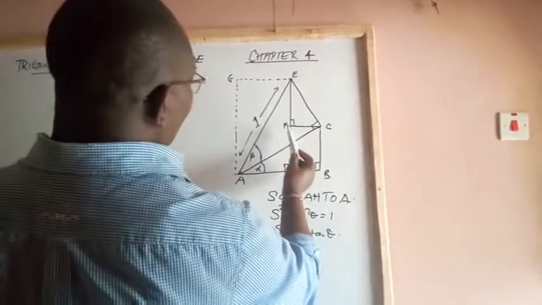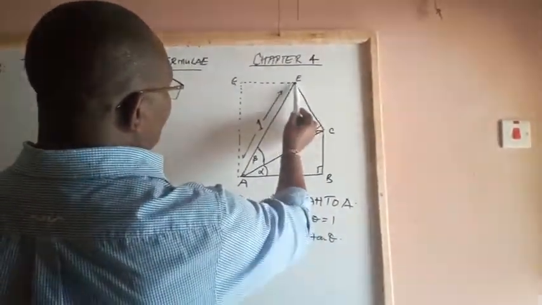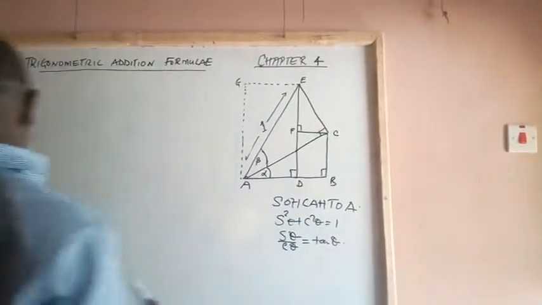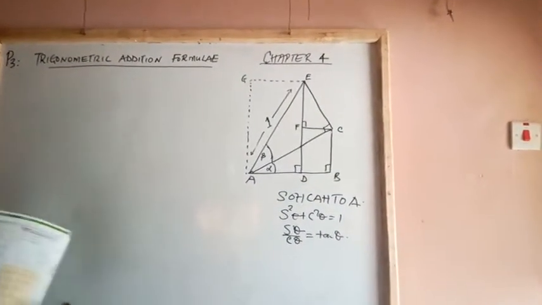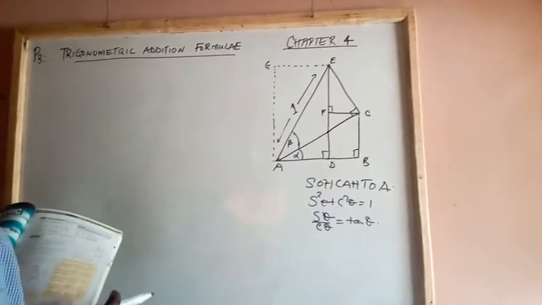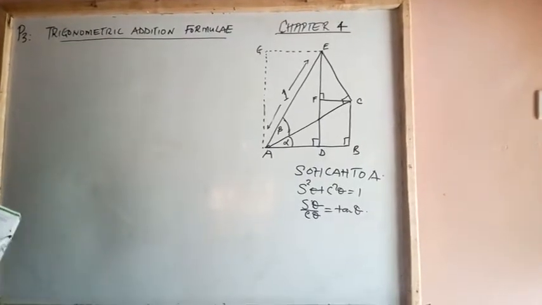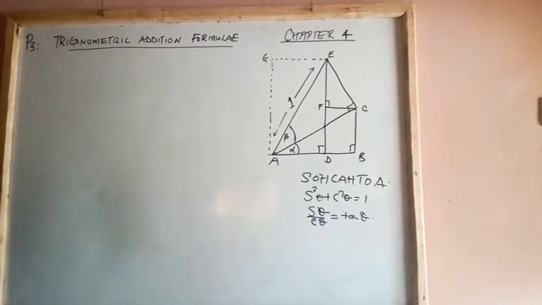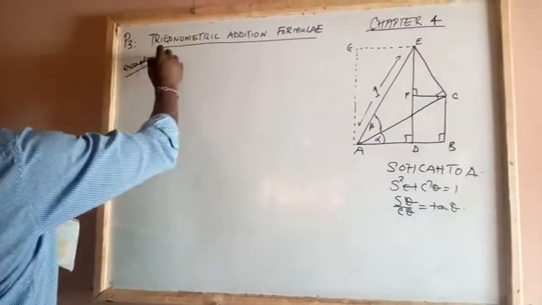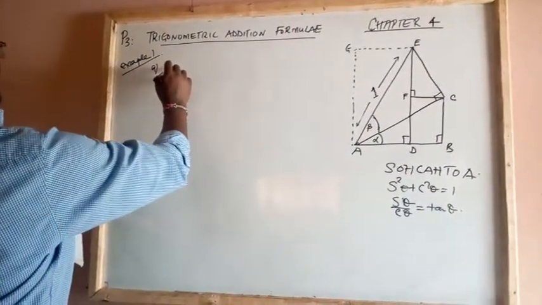You can also see that line FC is perpendicular to FE. You will also see that EC is perpendicular to AC. You can also see the symbol of 90 degrees telling you that it is perpendicular. We are expected to use the diagram together with known properties of sine and cosine to prove the following identities.